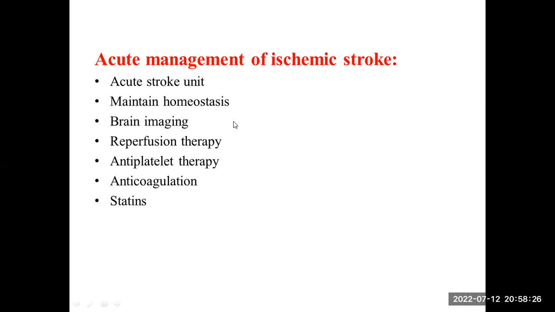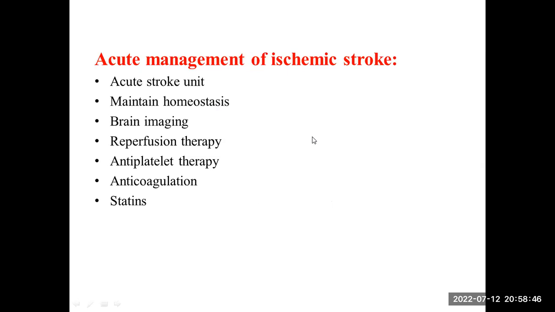So all these are important parts in the initial acute treatment of stroke. So you need to maintain hemostasis. You need to control the blood oxygen. You need to control the blood glucose. You need to keep the temperature normal. You need also to keep the patient well hydrated. And before that, you need to do a swallow test.